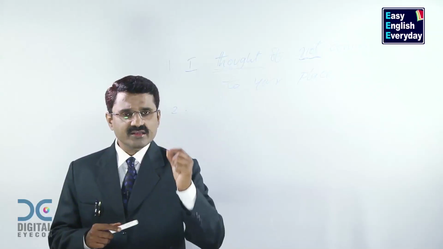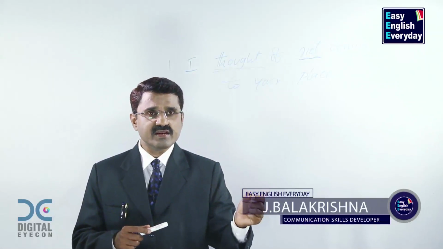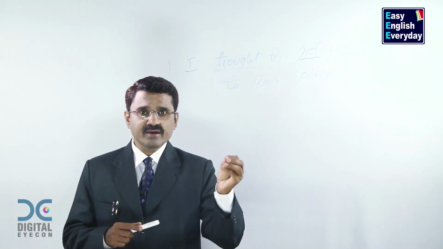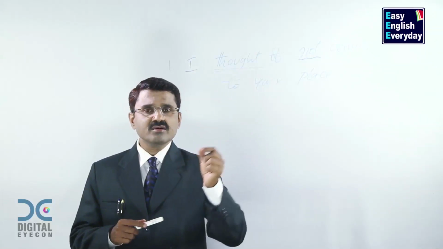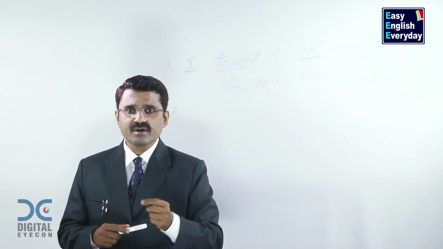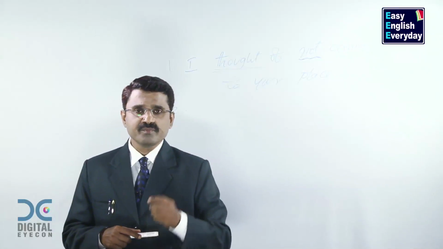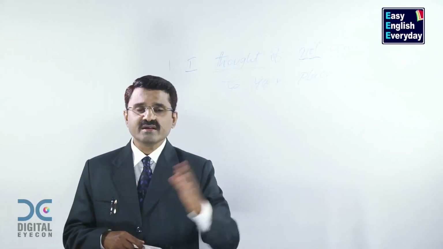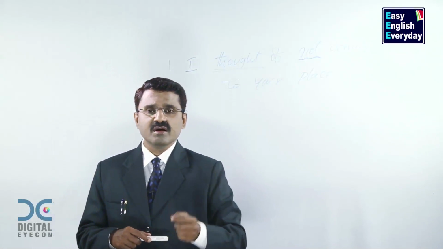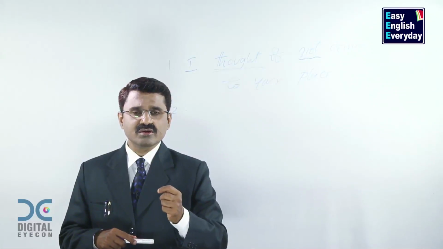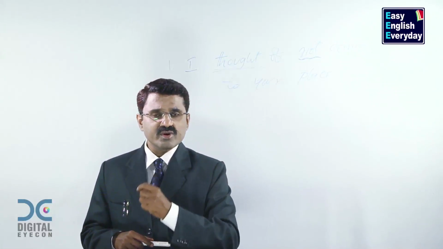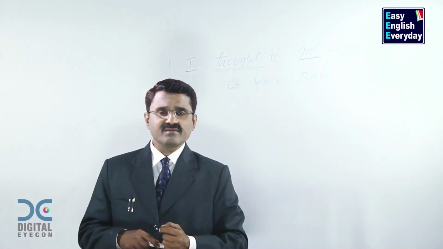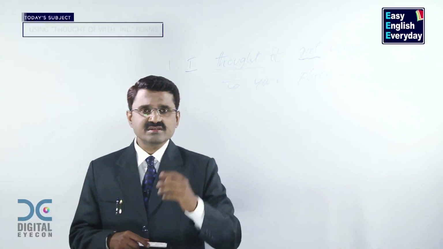What does it mean? I thought of not buying a new cell phone, meaning I decided, I planned not to buy a new cell phone in the past. I thought of not buying a new cell phone, but finally I had to buy it. I thought of not meeting any press reporter, so I just went away from the airport. I thought of not giving autograph to any of my fans, so I just ran away from that hotel. I thought of not eating anything on Sunday, so I did not eat anything.